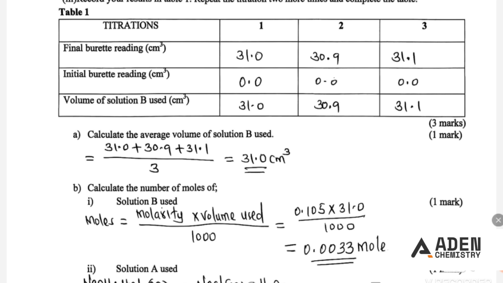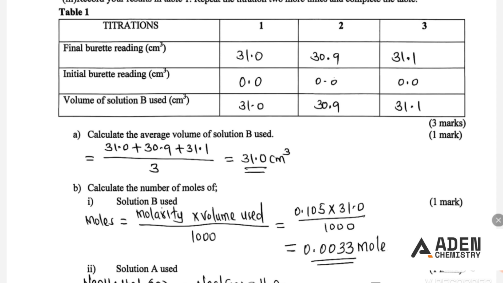So part A, we are told to calculate the average volume of solution B used. So we take 31.0 plus 30.9 plus 31.1, we divide by 3. What we are going to get here is 31.0 centimeter cube as our average volume of solution B used.